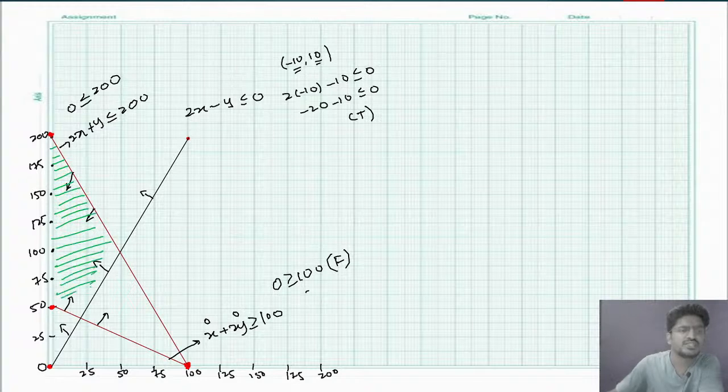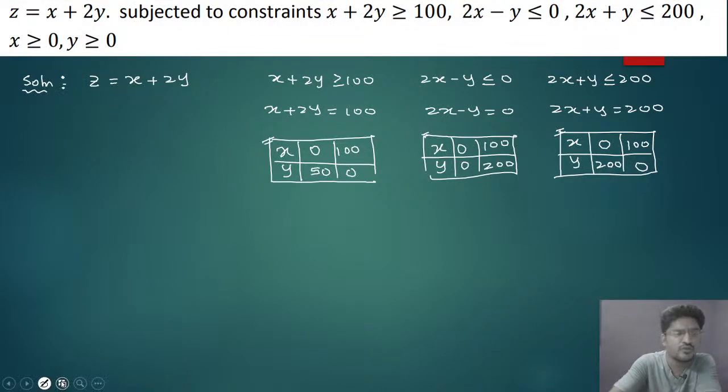So everyone can see this. This is your feasible region. Now we have to find point A and point B. For solving point A and point B, you see the lines. Point A is on one line, 2x minus y less than or equal to 0, and another, x plus 2y greater than or equal to 100. So solve that for point A.